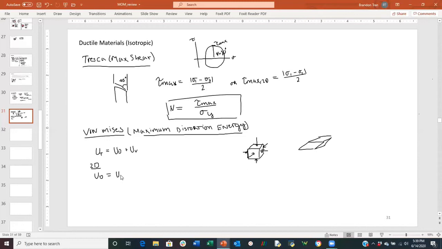This would be the total energy subtracted by the volumetric energy here. And for a 2D case, that would be 1/6 times the shear modulus times sigma 1 squared plus sigma 2 squared minus sigma 1 times sigma 2. Okay, and that's that for that case.